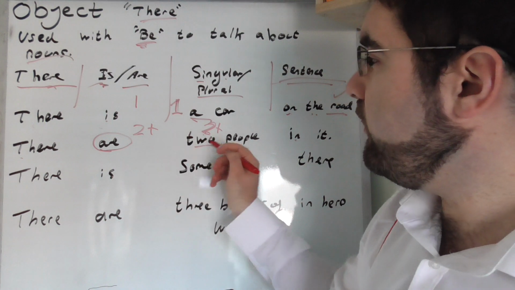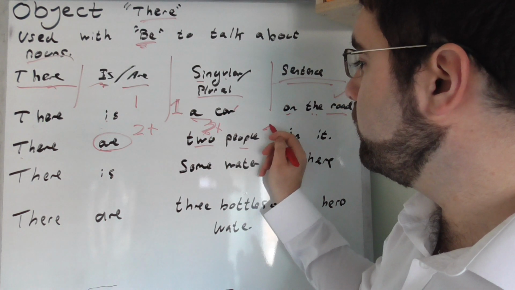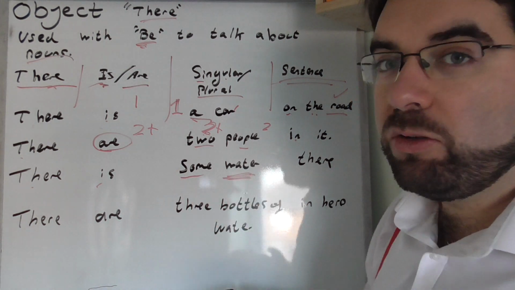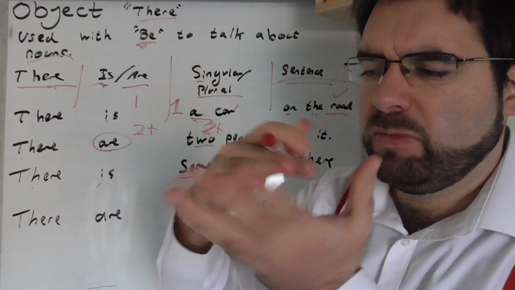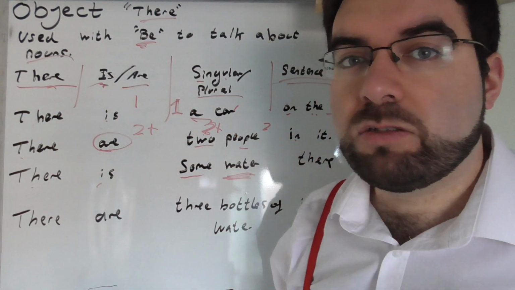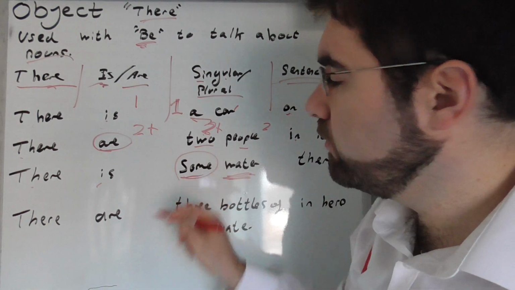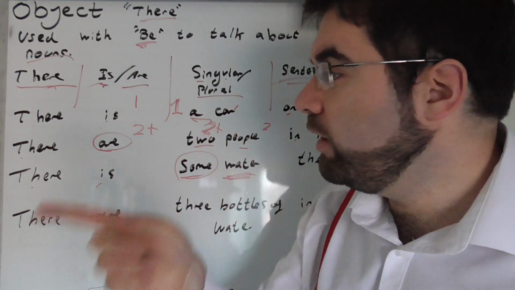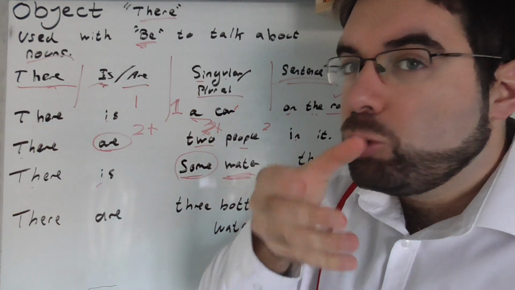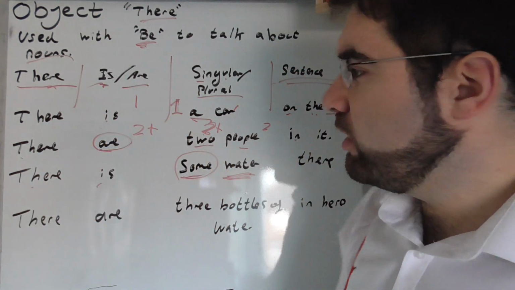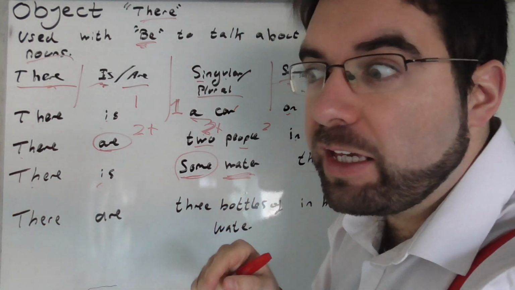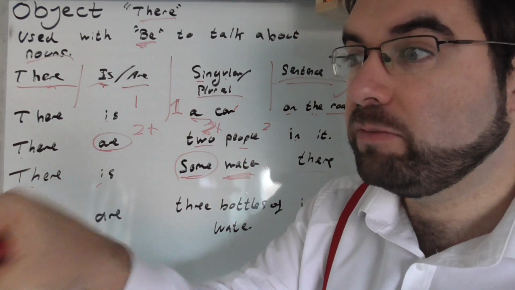Okay. So far we have singular and plural people. There is some water. Now, water is uncountable. We can't really count how much water, so we say "some." There is some water there. There is some water there.